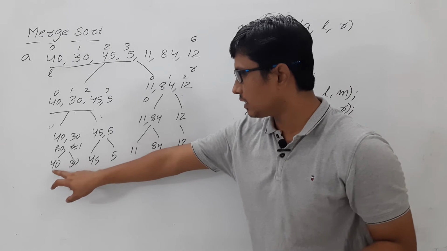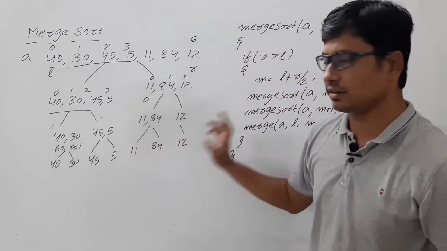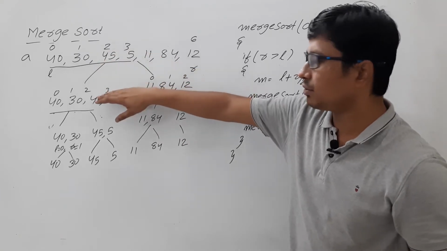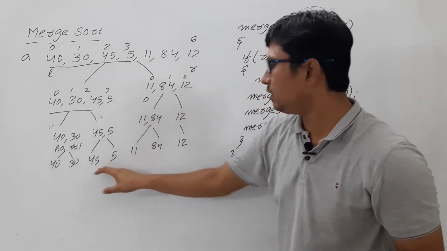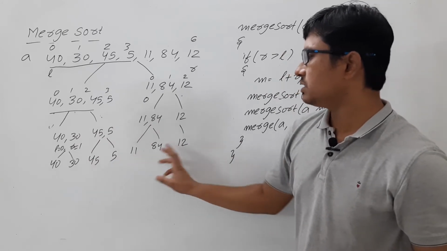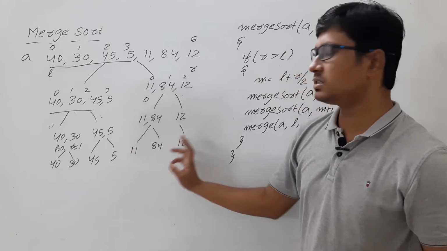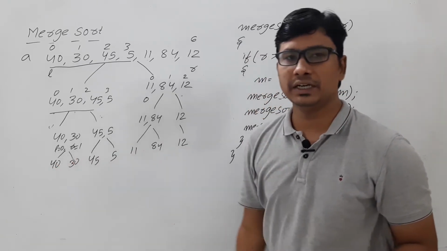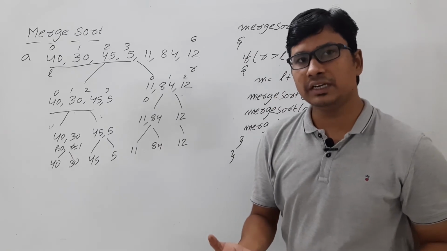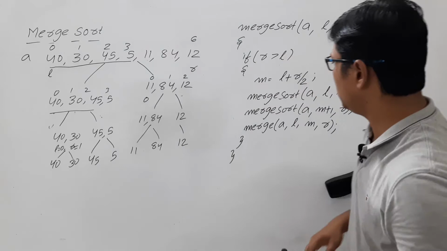Now if you look at each sub array further, 1, 2, 3, 4, 5, 6, 7. So first we have divided into 2 sub arrays, then divided into 4 sub arrays, then finally we have divided into 7 sub arrays. Is it clear? Now if you look at each sub array, only one element is there. If only one element is there, then we can say that it is already sorted. So let me do it.